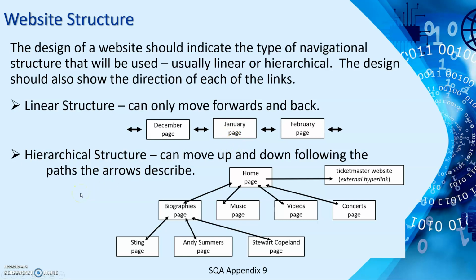Here we can move up and down when we follow the paths that the arrows describe. We'll have a home page at the top, and in this case, this is the example that we had a couple of videos ago about the rock band. There's a biographies page, a music page, a videos page, and a concerts page. And we were also told that there were individual profile pages connected from the biographies page. So we've got a page for Sting, a page for Andy Summers, and a page for Stuart Copeland. That's a hierarchical structure.